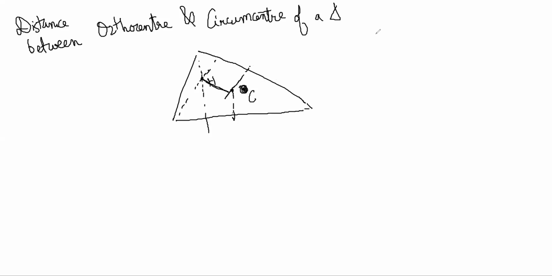Okay, distance CH is what, right? That is the question. So let's label it A, B, C. Now this is H, so this is DH, and this is the circumcenter. The circumcenter is the point which is equidistant from all the three vertices, right?